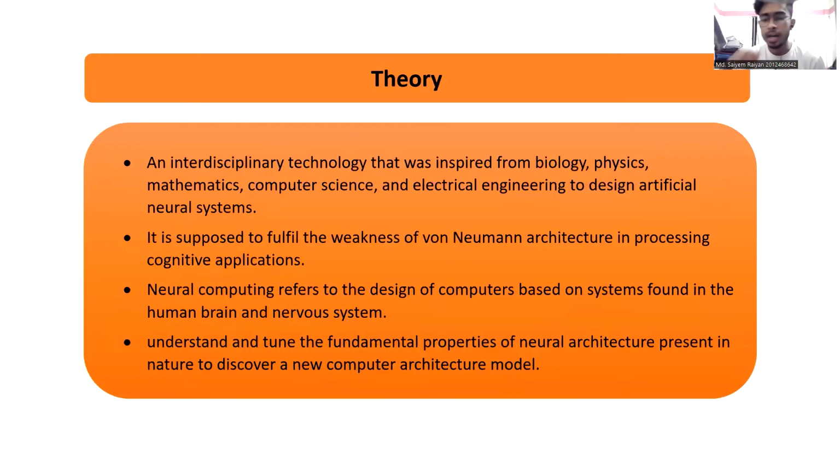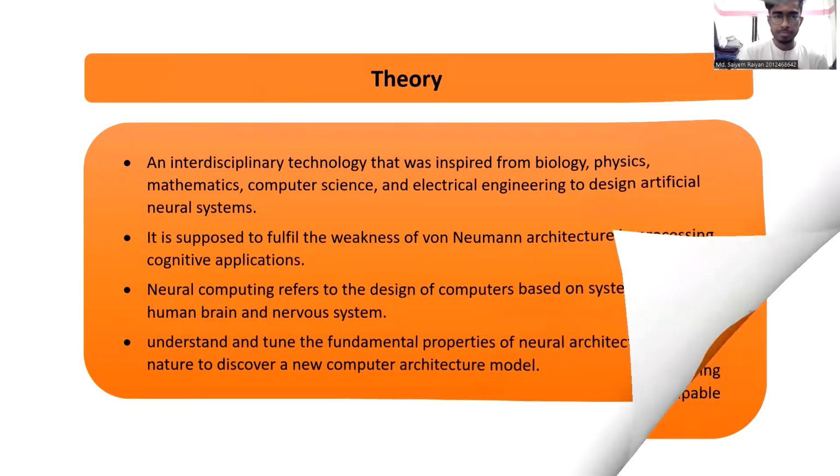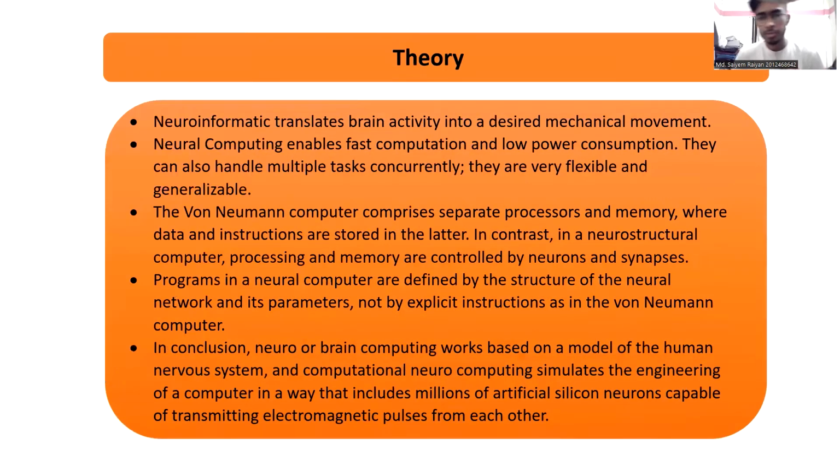Then the theory part. Neuromorphic computing is a method of computer engineering in which elements of computing are modeled after systems in the human brain and nervous system. The term refers to the design of both hardware and software computing elements. Neuromorphic engineering draws on several disciplines including computer science, biology, mathematics, electrical engineering, physics, and so on. The von Neumann computer comprises separate processing and memory units, where data and instructions are stored in memory. In a neuromorphic computer, processing and memory are controlled by the neurons and synapses.